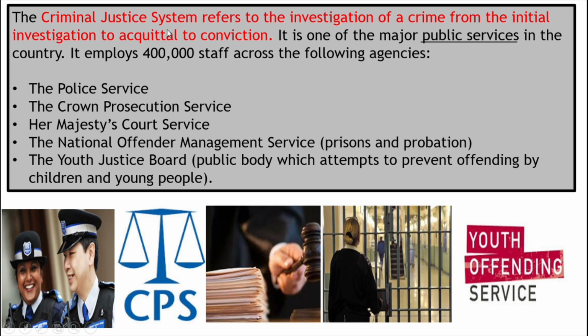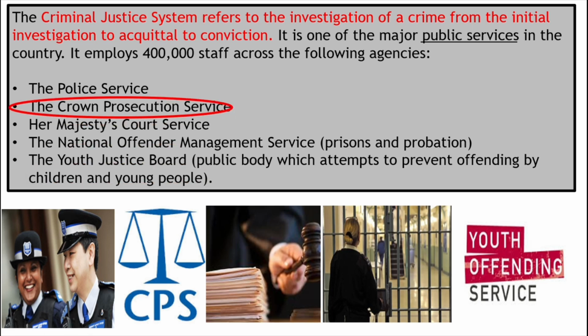The criminal justice system refers to the investigation of a crime from the initial investigation to acquittal or conviction. It is one of the major public services in the country. It employs 400,000 staff across the following agencies: the Police Service, the Crown Prosecution Service, Her Majesty's Court Service, the National Offender Management Service, this includes prisons and probation, the Youth Justice Board, a public body which attempts to prevent offending by children and young people.